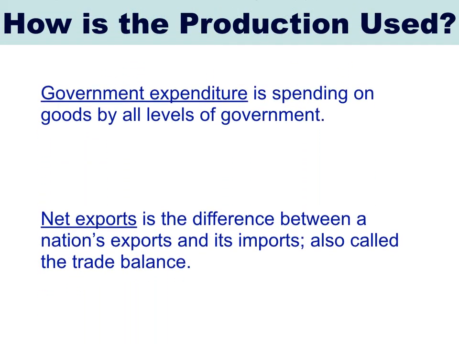Government expenditure is the expenditure by all levels of government. So the federal government is going to purchase things. They're going to have to purchase paper. They're going to have to purchase services. They're going to have to purchase hotel rooms and flights to go to conferences. And this is going to be expenditure at all levels of government. So federal, provincial, municipal.